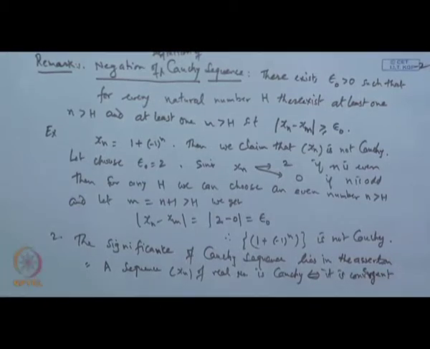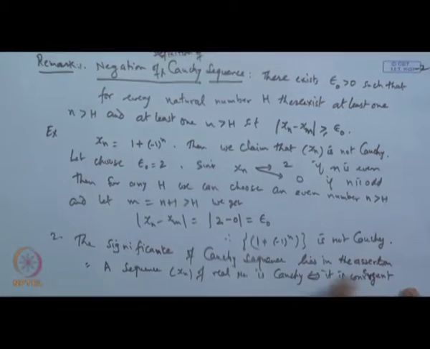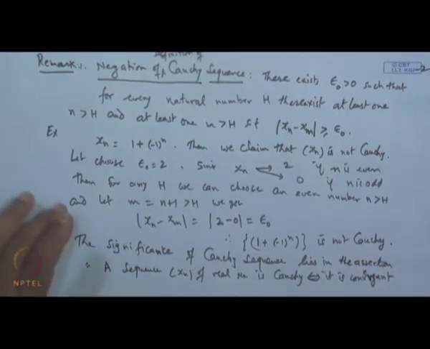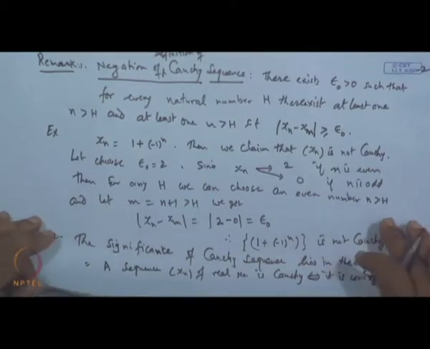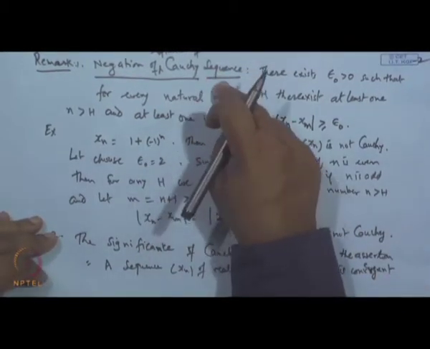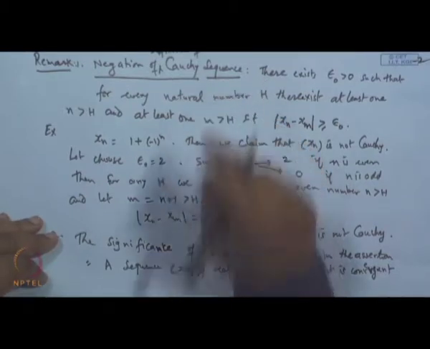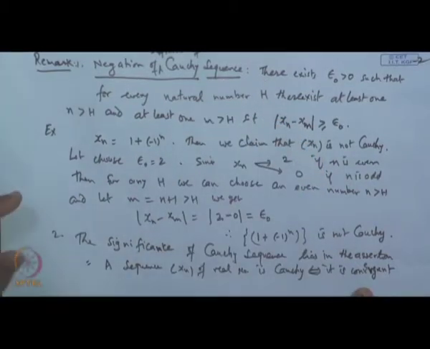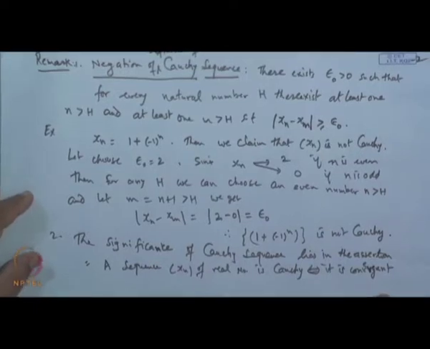If and only if it is convergent. So, that is the main item: if a sequence is Cauchy, then it has to be convergent, and if a sequence of real numbers is convergent, then it will be Cauchy. This is the main result which we will show here, and that is why the definition of the Cauchy sequence plays the vital role in the system of real numbers.